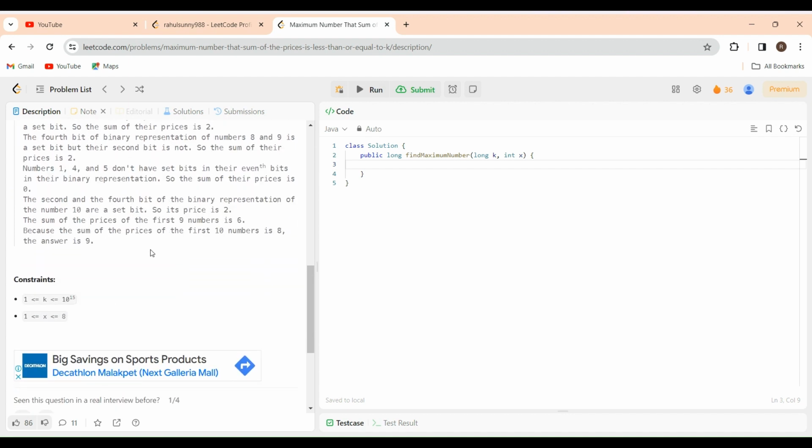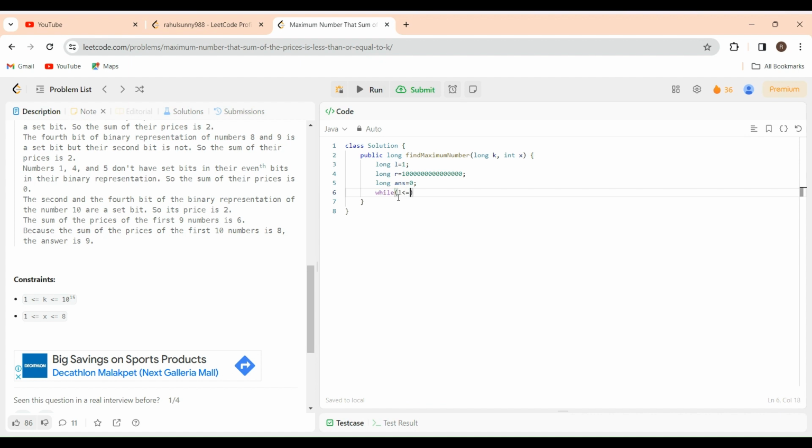So what are the lower and upper boundaries here? Okay, long L will be 1 here, and long R will be 10 to the power of 15 here, and long answer will be the final answer, right? We have to return the greatest number here. Okay, so we will be doing a simple binary search here.